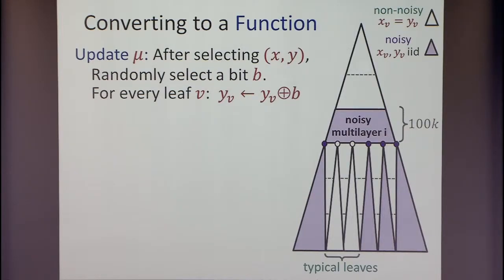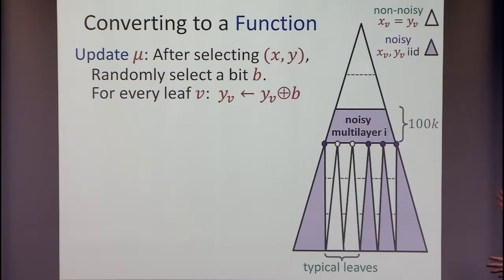What you do is you update your distribution mu. This was the distribution mu, the way we selected x and y. Now we do something slightly different. We first select x and y as before. Now we do an additional step. You randomly select some bit b, either 0 or 1 with probability half and half. And then for every leaf, you add b to y_v, to Bob's input, over GF(2), mod 2.